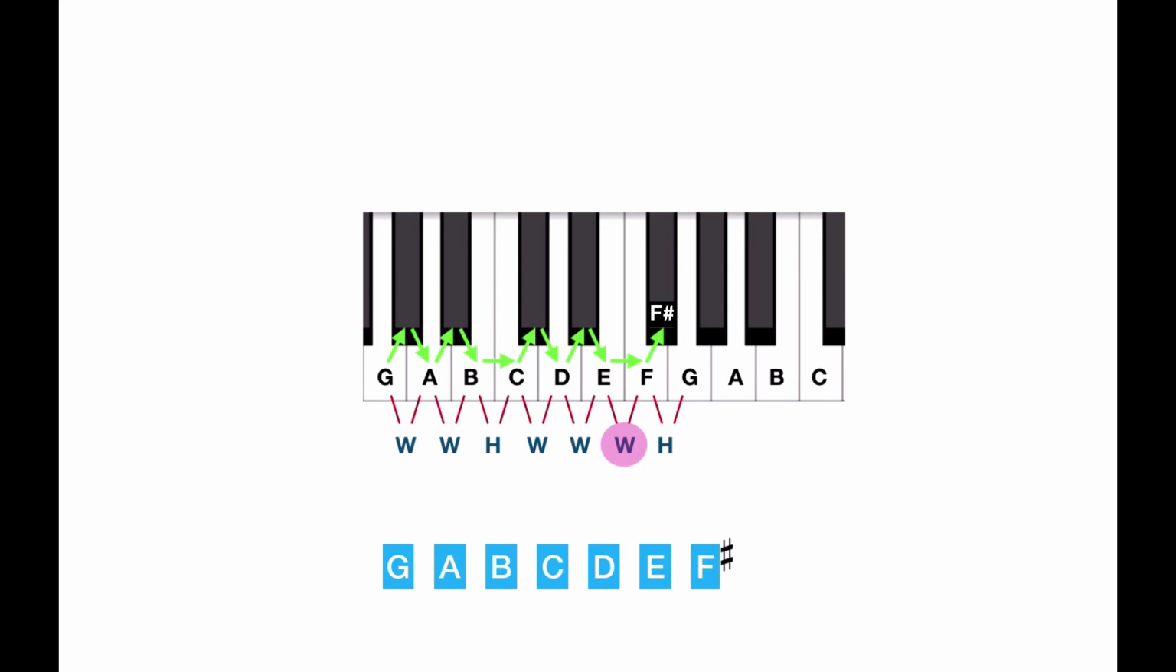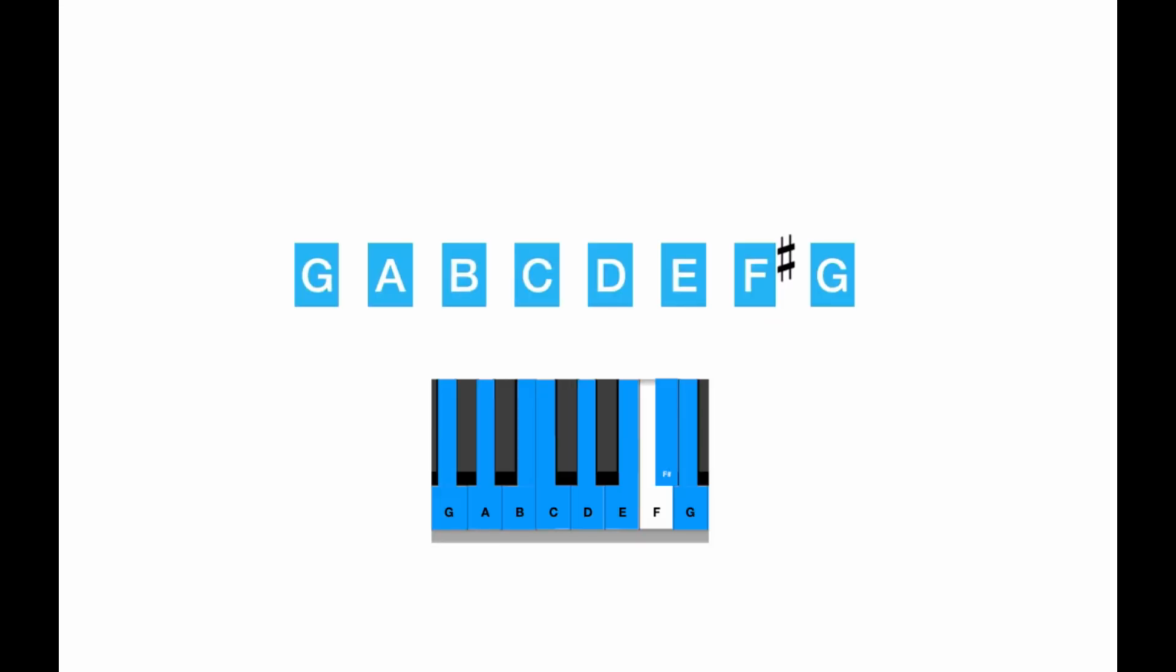And finishing off our scale, lastly we need a half step. So from F sharp we count 1 half step and we land on G. And G is the last note in our G major scale. G, A, B, C, D, E, F sharp and G.